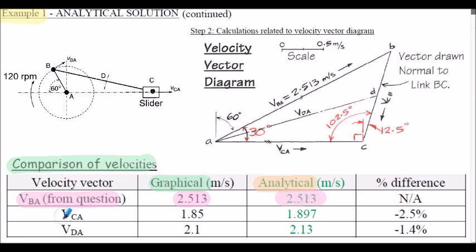For vector VCA, we find a difference of 2.5% between the graphical method and the analytical method. The graphical method is 2.5% smaller than the analytical method. And for VDA, there's a 1.4% difference. The graphical method is 1.4% smaller than the analytical method in this case. So overall, quite reasonable values from the graphical method when compared to the actual values in the analytical method.